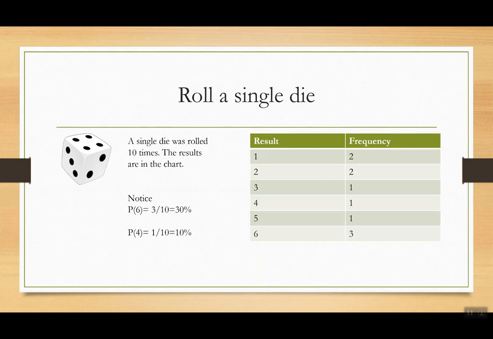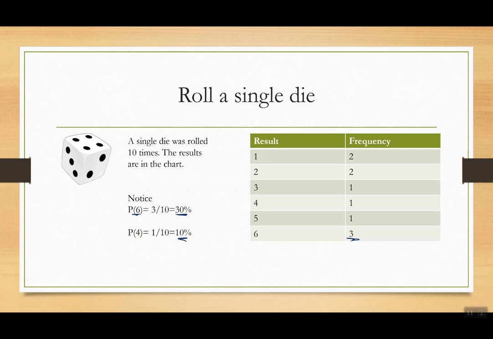So based on this experiment of rolling the die 10 times, I can see that I got a 6 3 times, so 3 out of 10 is 30%. A 4 I only got once, so 1 out of 10 is 10%. Now, theoretically, I think the probability should be the same. But what happened in real life was that they were different.